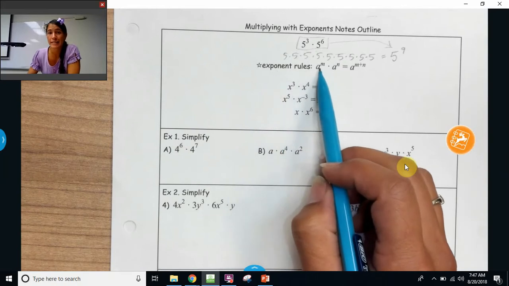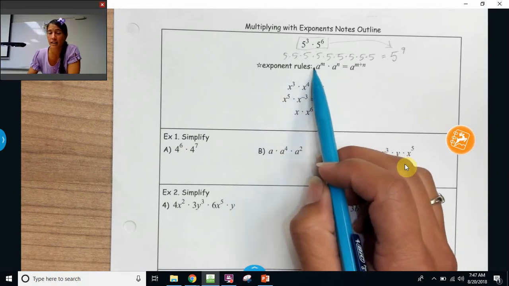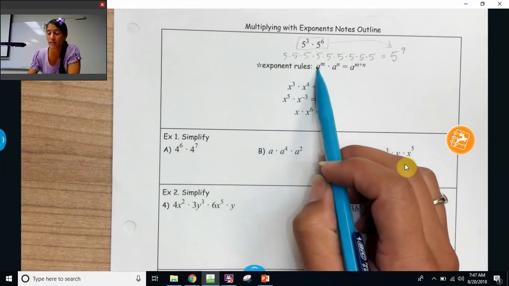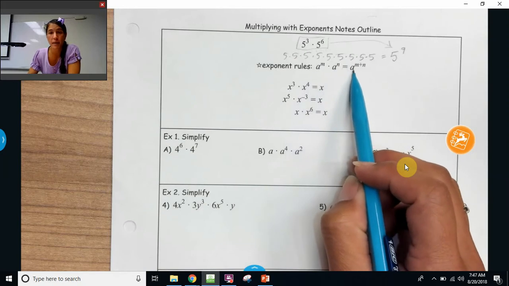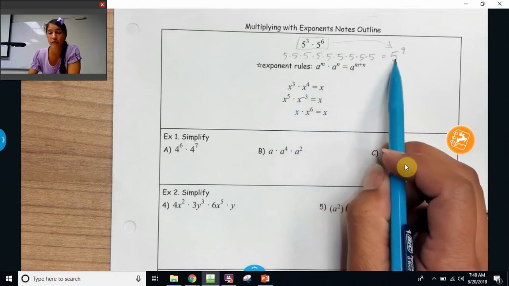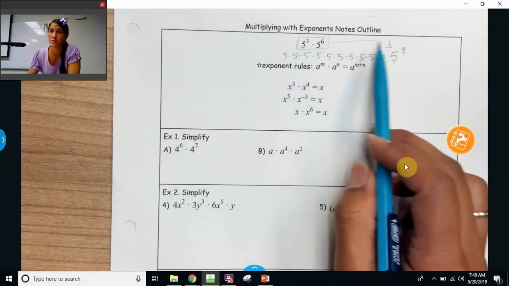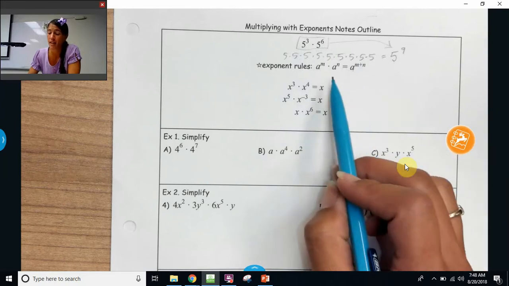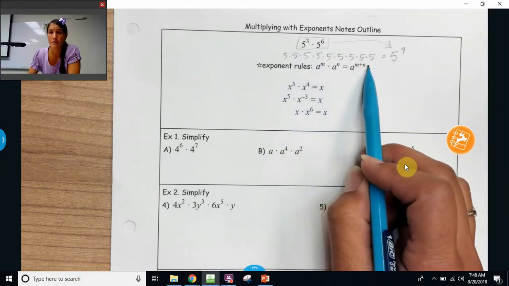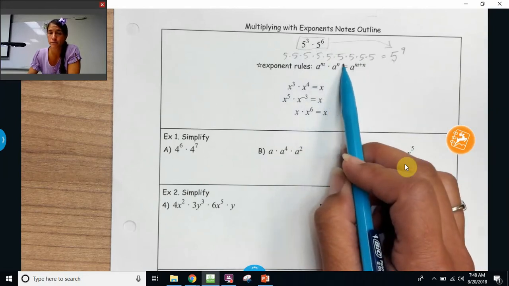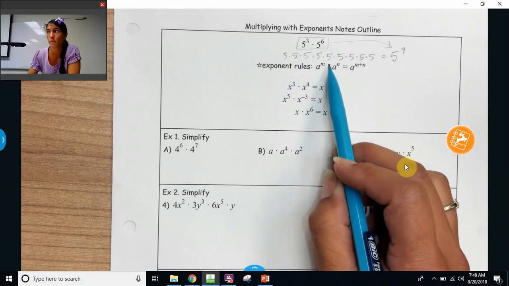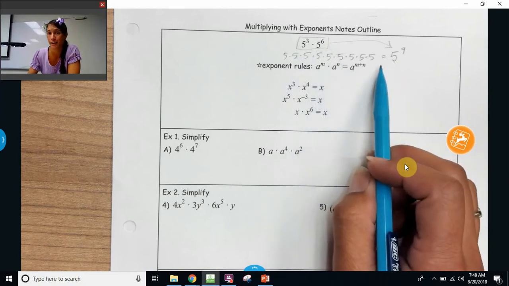Exponent rules: if your base is the same, and so our base is a, any number, it can't be 0, but if your base is the same, then you're going to keep the base the same, kind of like a common denominator. See, my 5 didn't change. I didn't say 5 times 5 is 25. My 5 stayed the same, and all I did was add my exponents, m plus n. So if you are multiplying and your bases are the same, you're going to add your exponents.